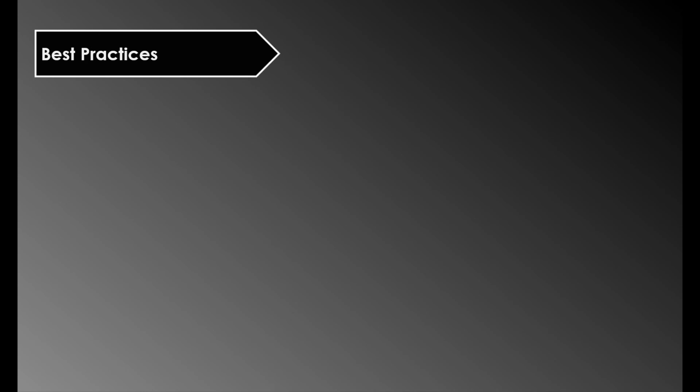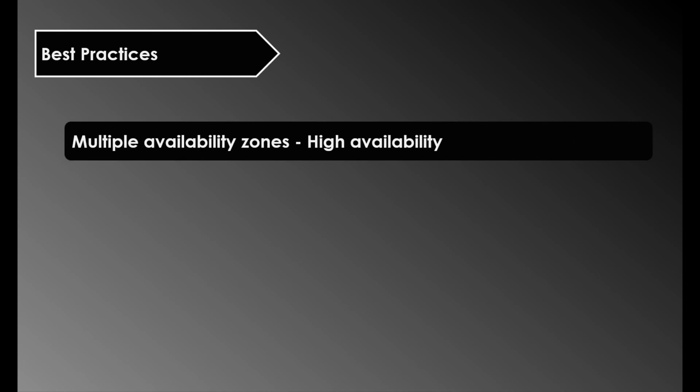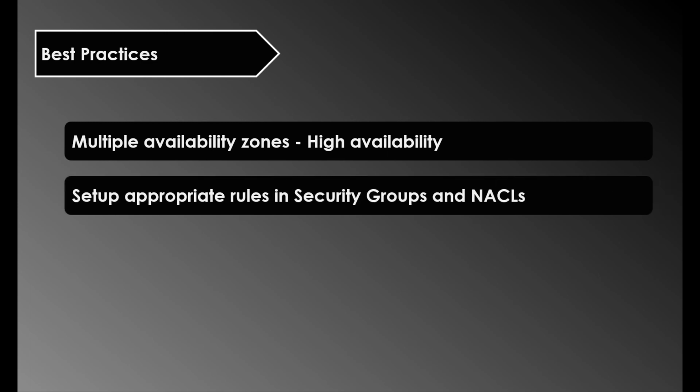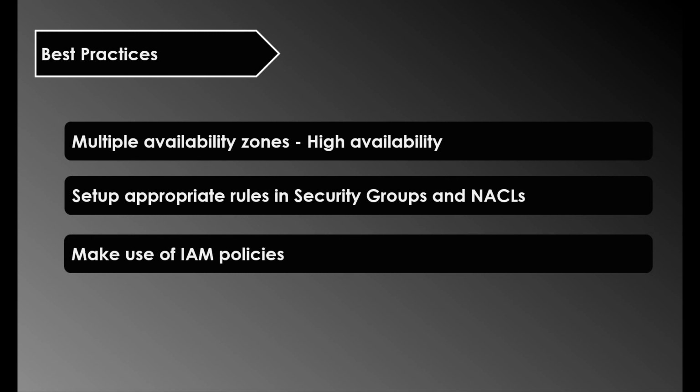To wrap up the session, let's see some of the best practices to be followed to secure your VPC. Always go for a multi-availability zone setup where possible, as it ensures high availability. Split your subnets among availability zones in order to avoid a single point of failure. Add the correct rules with the minimum access required for your system to work in security groups and NACLs. The same thing applies to IAM policies. Always keep the least privileged access model in mind while assigning access to various components.